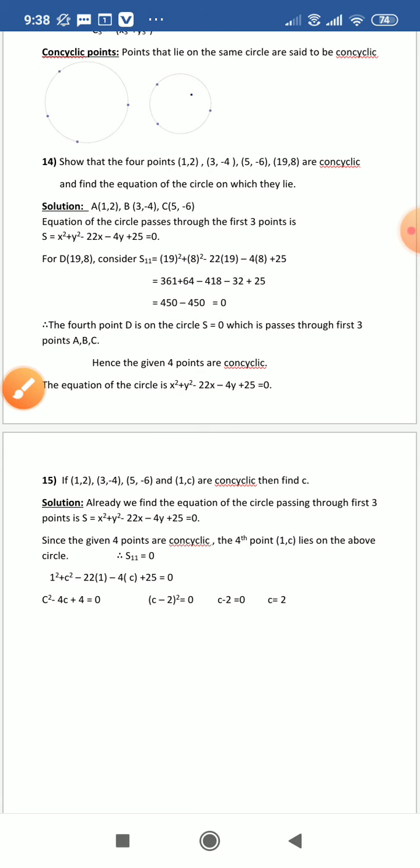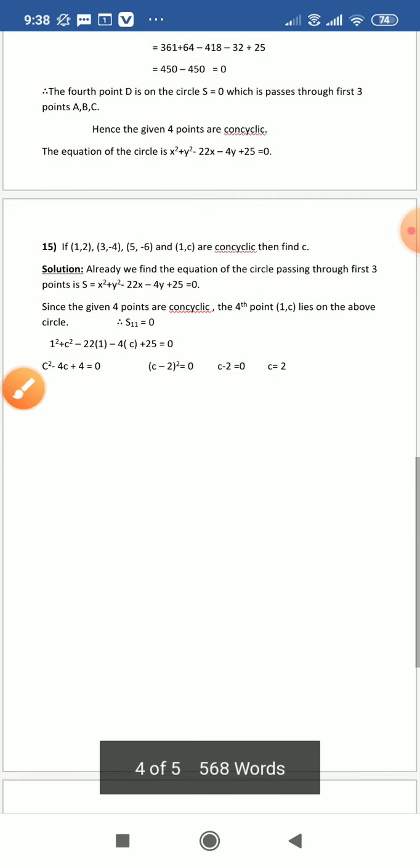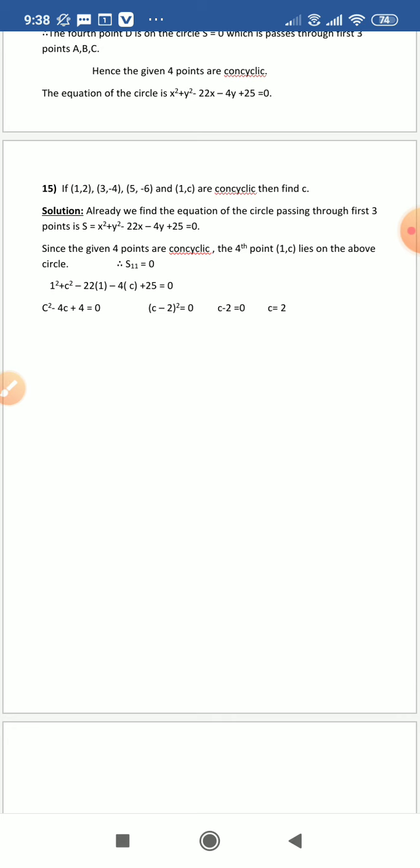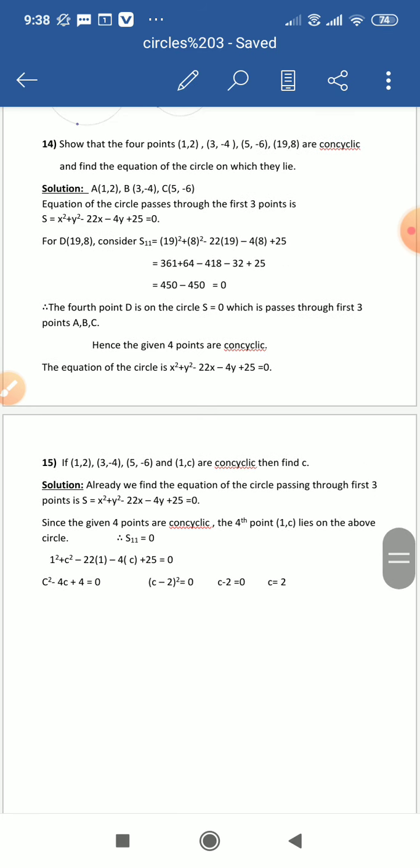Now another one. This is also the same problem. If 1, 2, 3, minus 4, 5, minus 6 and 1, c are concyclic, then in our previous problem we showed the 4 points are concyclic. We first find the equation of the circle passing through 3 points, and we prove the fourth point is on the circle. To show the 4 points are concyclic, we show S11 is equal to 0. But here, the given 4 points are concyclic. They are given as concyclic in the problem.